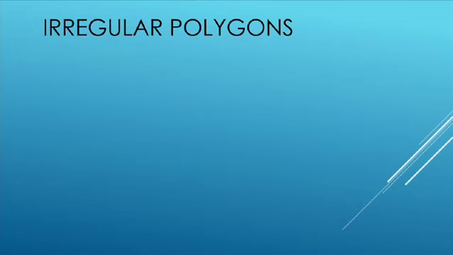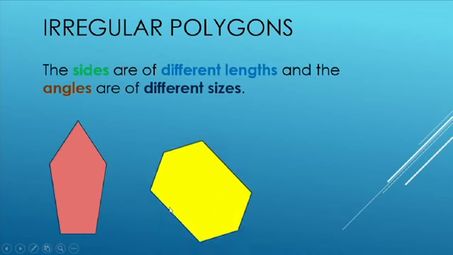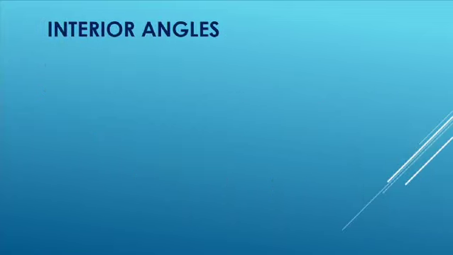Secondly, irregular polygons. Now, irregular polygons, the sides are of different length and the angles are of different sizes. For example, here, you see that the lengths are not the same, they are not equal, right? Same for here and the last one. Now, remember, regular, sides equal, angles are equal. Irregular, the sides are of different length and the angles are of different sizes. Simple, right?